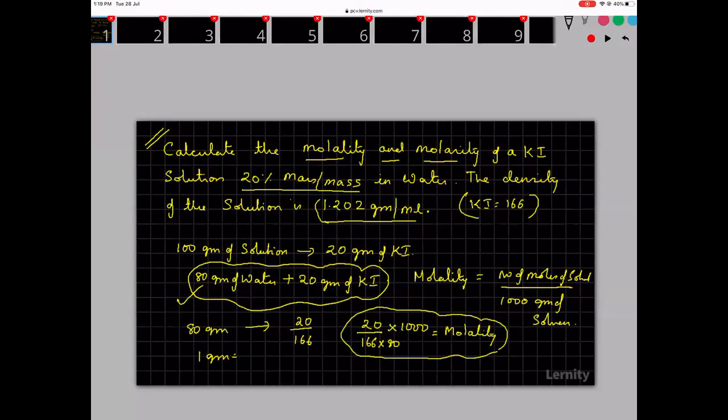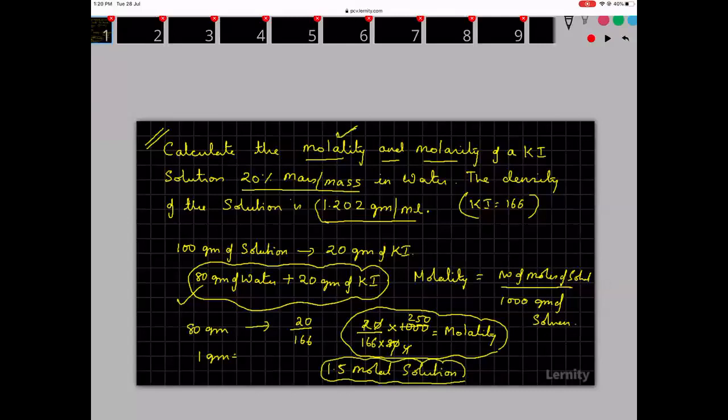Let's try to calculate this quickly. This 2 goes, this 2 goes, this 2 will become 4 here, and this 4 will become 250. So the answer is 250 by 166, which is approximately 1.5 molal solution. Do we understand this? So we found out the molality.